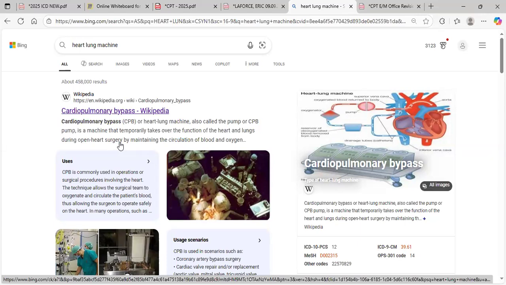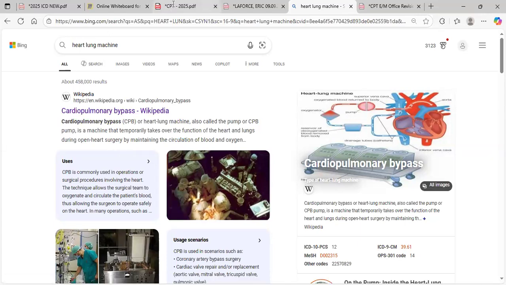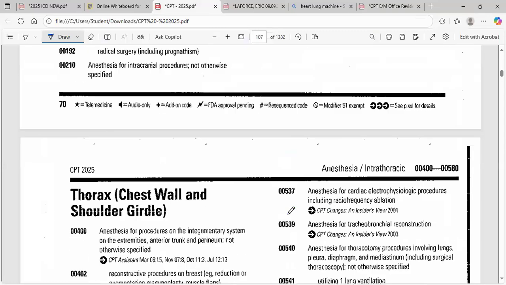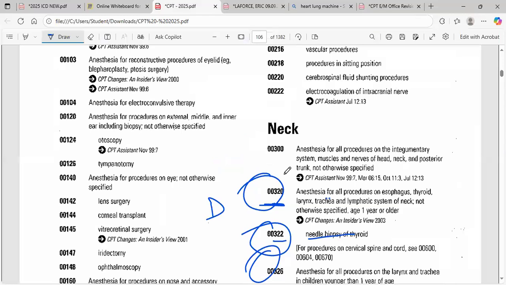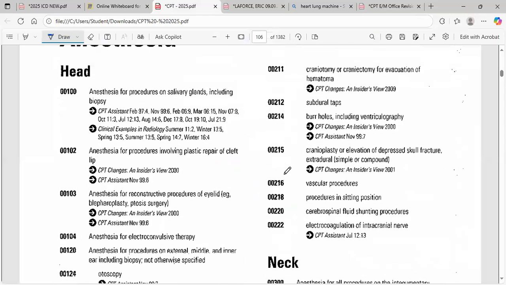Guys, clear? Shall we proceed further? Any doubt? Okay, I was waiting to see whether you have any questions or not. So now anesthesia time is clear to you, anesthesia modifiers are clear, and qualifying circumstances are clear. Now proceed with the codes.